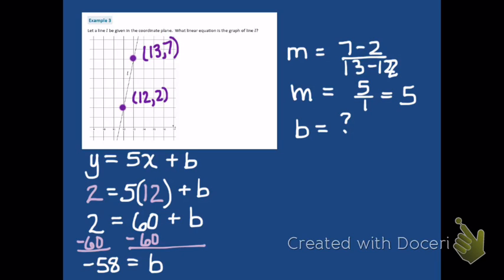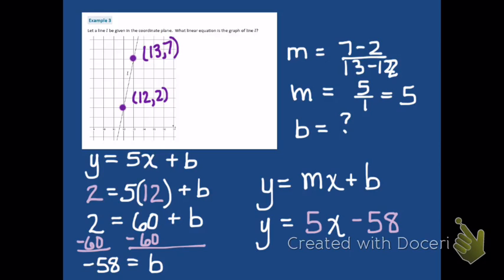So now I have my slope m, and I have the y-intercept b, so I can plug it into this equation and get my final equation for a line. y is equal to 5x minus 58. Because my b is negative, that ends up being a subtraction here. So again, this equation here is going to give me all the solutions that would lie on this particular line. So y is equal to 5x plus b, 5x minus 58.